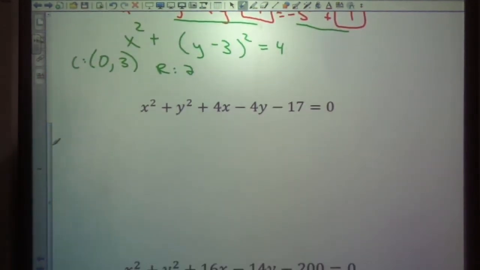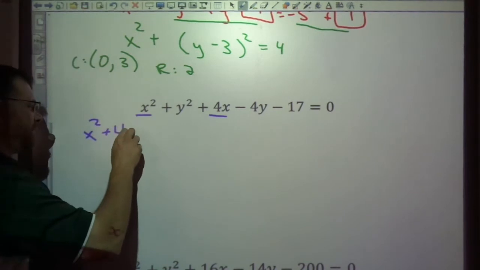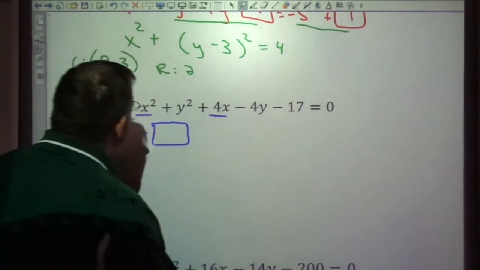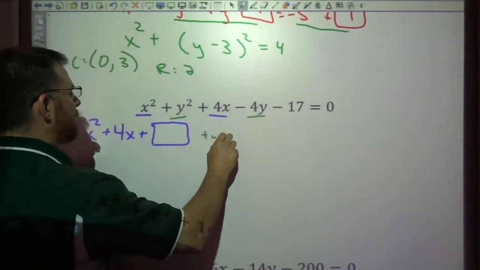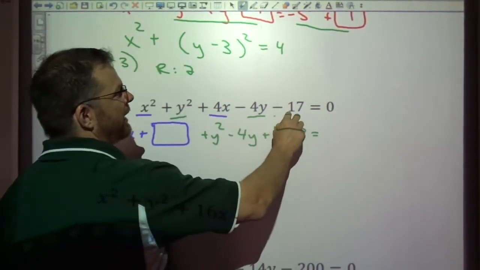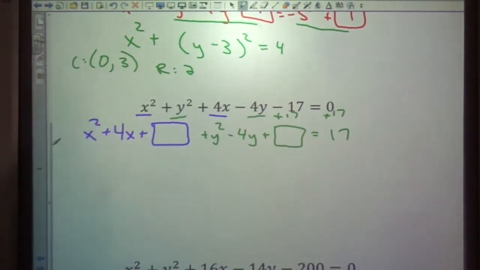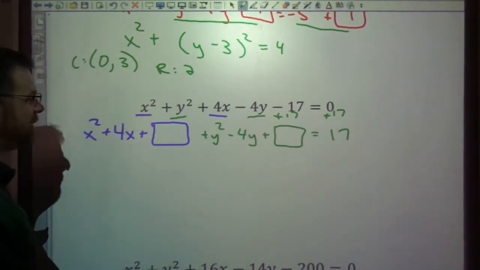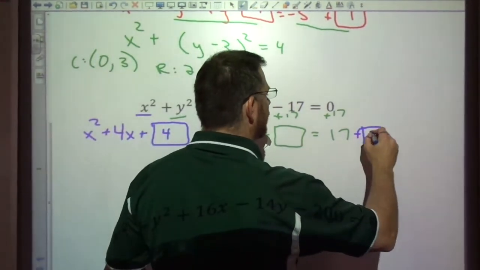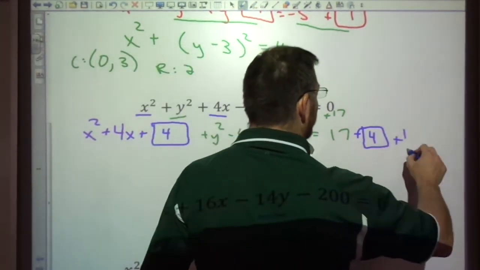Next problem. Put my x's together. You see I've got x's here, so let's put the x's together. I'll leave a little bit of room for an x box. Put my y's together. Leave a little bit of room for my y box. And I'm going to add the 17 to the other side. Now I figure out what goes in the boxes. Half of this is 2, squared is 4. So let's balance that with a 4. Half of this squared is 4. So I need another 4 for that one.